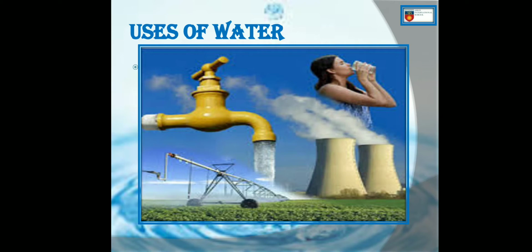Uses of water. We have several uses of water as already discussed before. Water is used for human consumption like drinking, washing, bathing. It has got industrial uses and it is widely used for irrigation of crops.